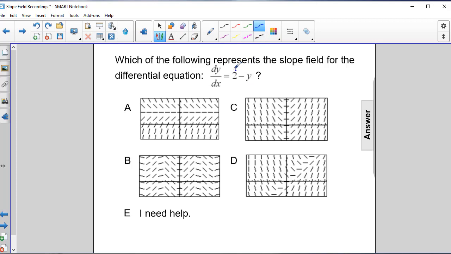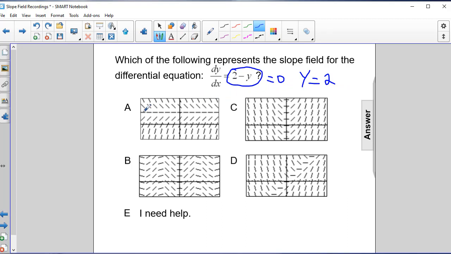So when dy/dx, which is equal to 2 - y, is equal to 0, I get that by setting this equal to 0, and it's obvious that that will happen when y is equal to 2. Using this information, I'm going to find a graph which has horizontal line segments along the line y = 2. This only occurs with answer choice A.